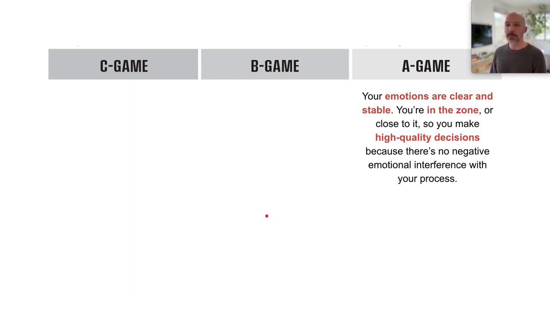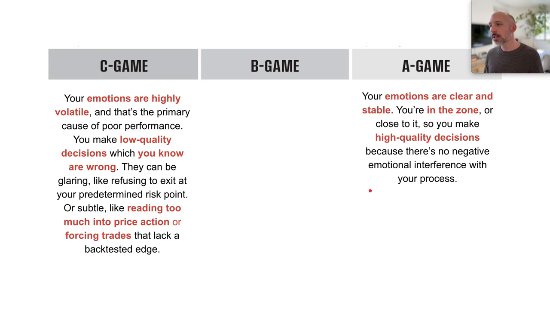You would probably describe yourself as trading in the zone or close to it. You make high quality decisions because there's no negative emotional interference with your process. Emotions are not interfering with your process when you're trading on your A game. You're clear, you're smooth, you're in the zone. Let's contrast that to your C game.